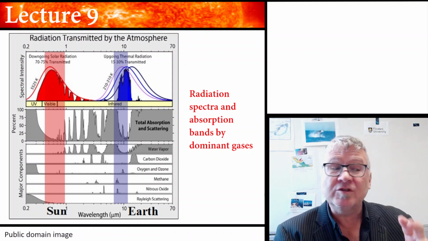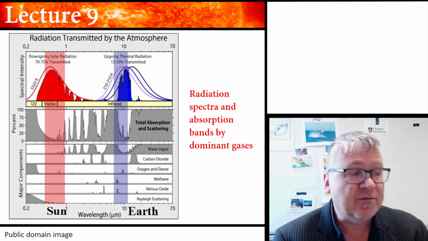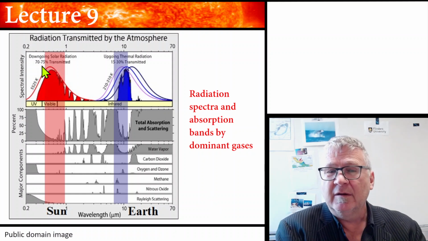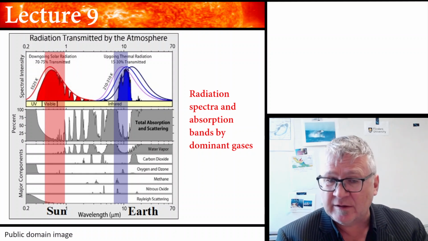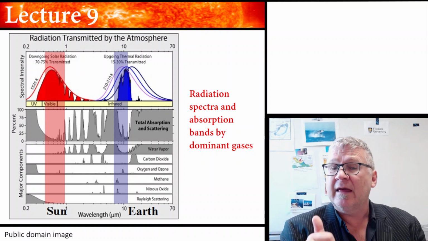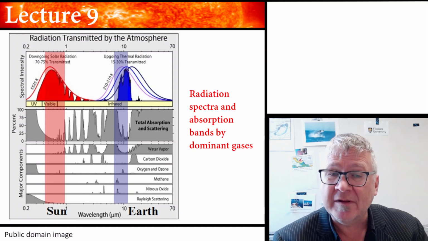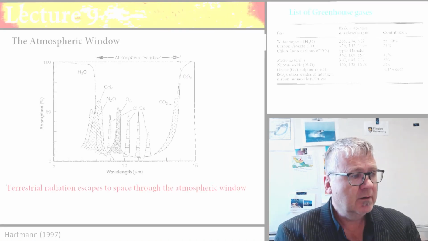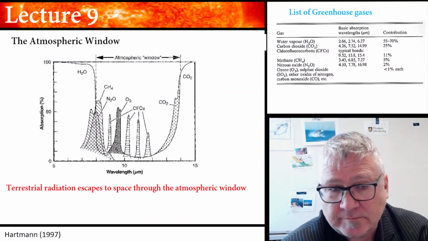You can also see that the peaks of these spectra occur at different wavelengths. So they're not overlapping, and it means that the greenhouse gases operate differently on solar and terrestrial radiation, featuring the atmospheric window.